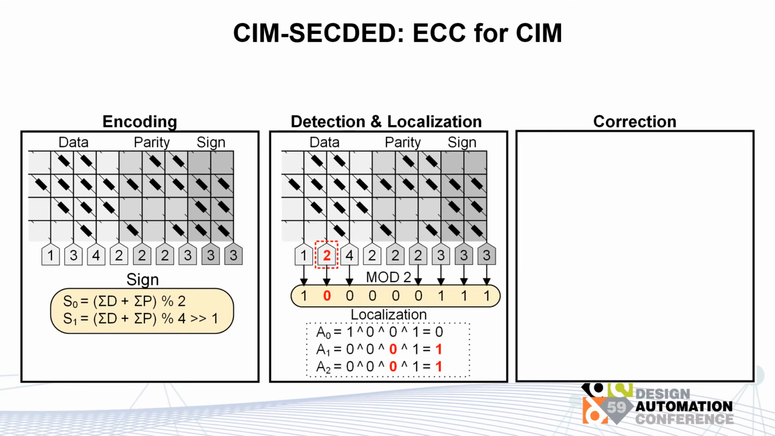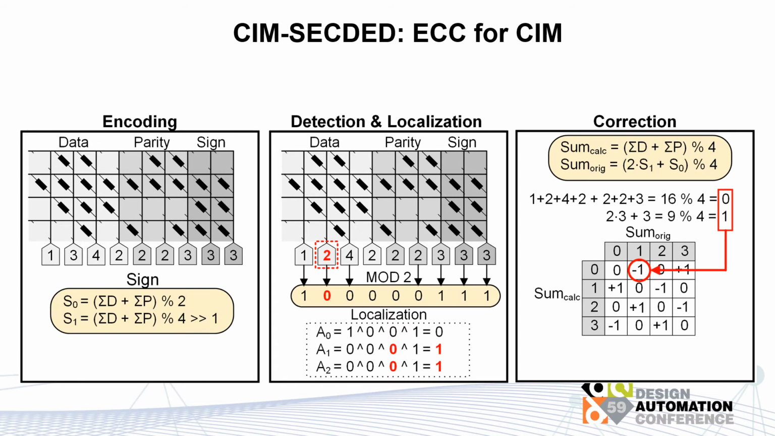The next step is detection and localization. So as an example, let us assume that a single error occurs at the 3rd data bit. So instead of 3, we got 2. To detect and localize this error, we can use the exact same logic as regular SecDed. All we have to do is look at the least significant bit. And from here, we can perform localization the same exact way as SecDed by translating the syndrome as the bit address. And now that we have localized the error, the last step is correction.